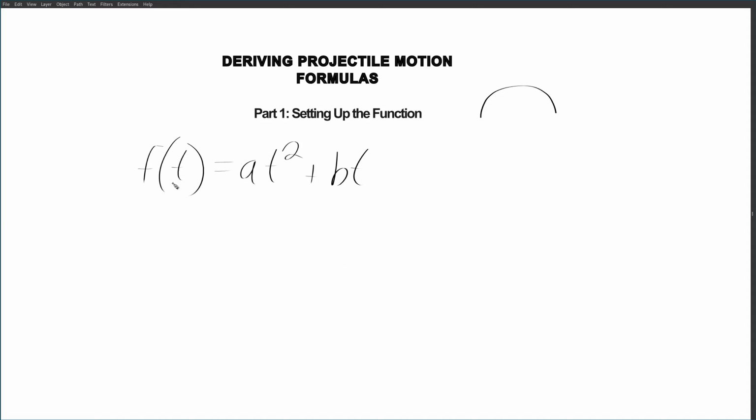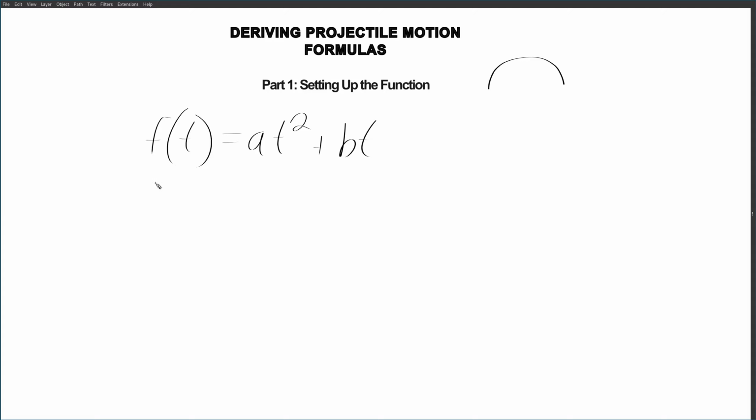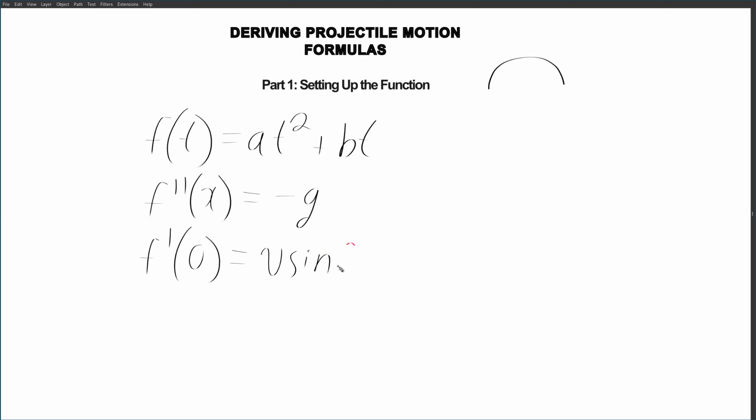Okay, so what we're going to do is notice that the acceleration due to gravity is the second derivative. That means that f double prime of x is going to be equal to negative g, because it's going down. The other observation is that the derivative of this position function is going to be the speed. So f prime of 0 is going to be our initial vertical speed, and that's simply going to be v sine theta, assuming you're throwing it at some angle.